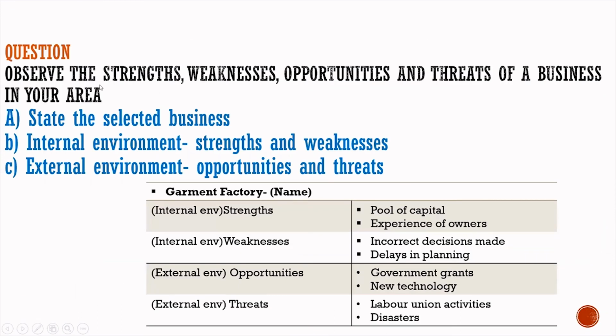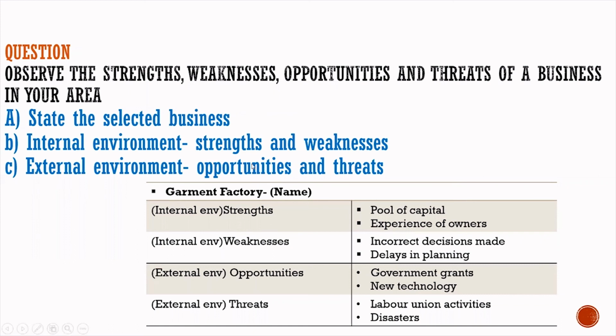Next, if they ask you to observe the strengths, weaknesses, opportunities and threats of a business in your area. So, you're asking about the strengths, weaknesses, opportunities, threats of what? A business in your area. So, number one, you have to write the selected business, and then the internal environment, strengths and weaknesses, and then the external environment, opportunities and threats.